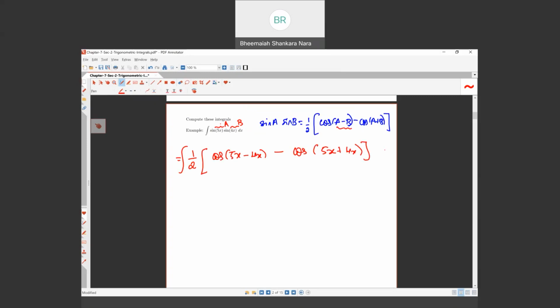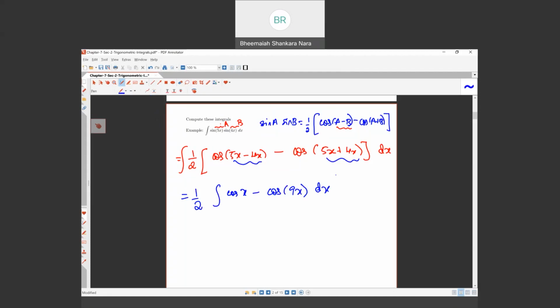Integral variable is dx. So 1/2 goes outside, which is the constant of integration. Then we have integral of, simplify this 5x minus 4x, which is cosine x. Negative, simplify this 5x plus 4x, which is cosine 9x. And then we have a dx.